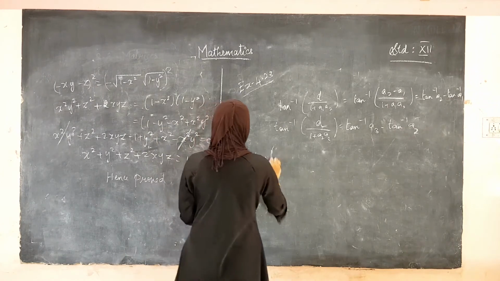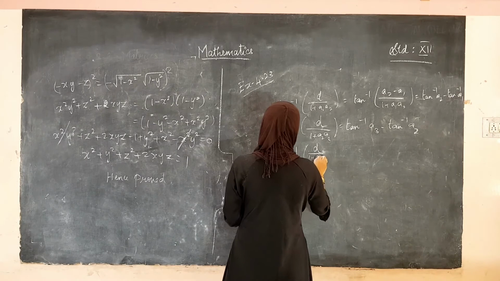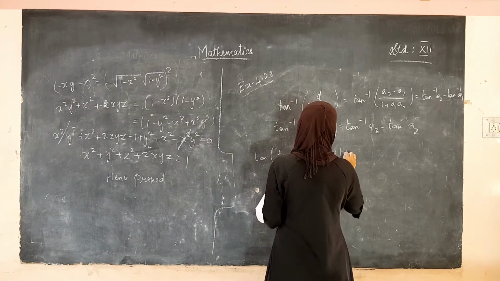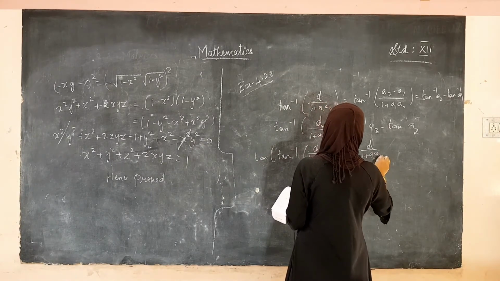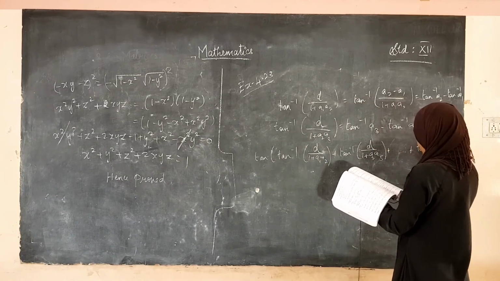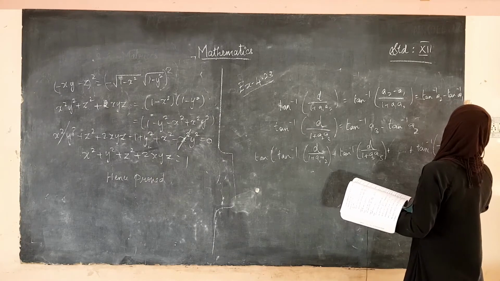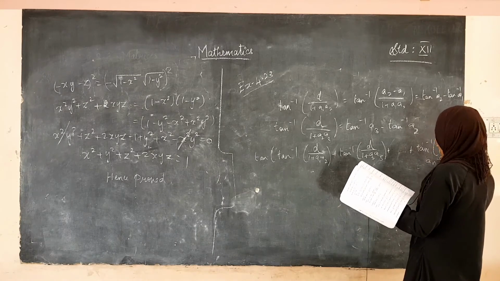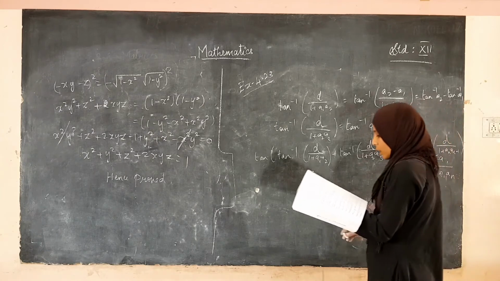The question is: tan inverse of d divided by 1 plus a1 a2, plus tan inverse of d divided by 1 plus a2 into a3, plus up to etc., plus tan inverse of d divided by 1 plus a_n into a_(n minus 1). We have to prove this as tan inverse of (a_n minus a1) divided by 1 plus a1 into a_n. Okay.